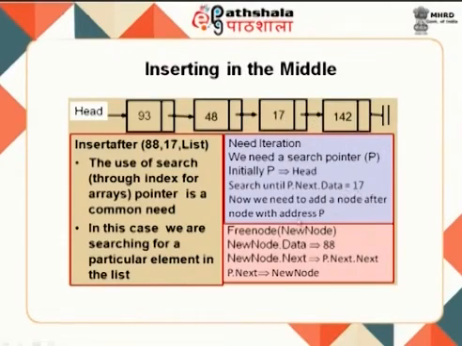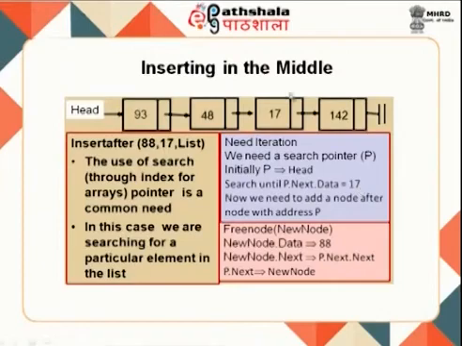So, now we need to add a node after a node with address p. Now, this is a very important point that you have to note: I could have said p dot data equal to 17, but then I cannot do insertion. I need to insert after 17, and I can't do that, because I need to set this pointer properly. So, I create a new node, put its data value as 88, and then I put new node dot next equal to p dot next, and now this p dot next will point to the new node.